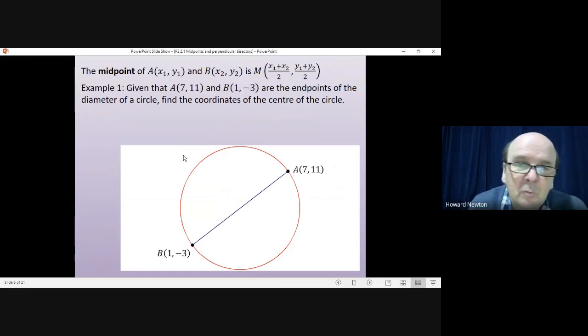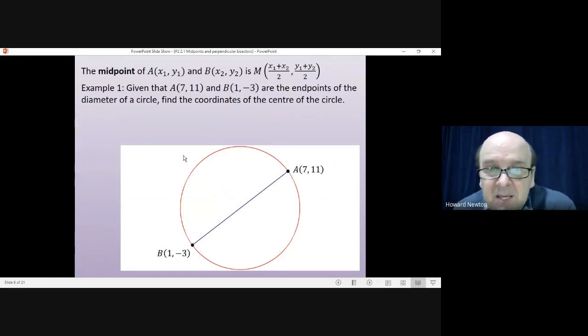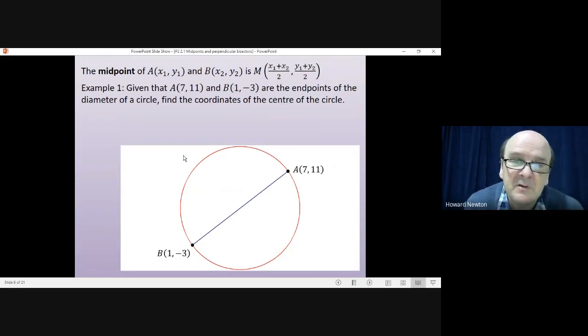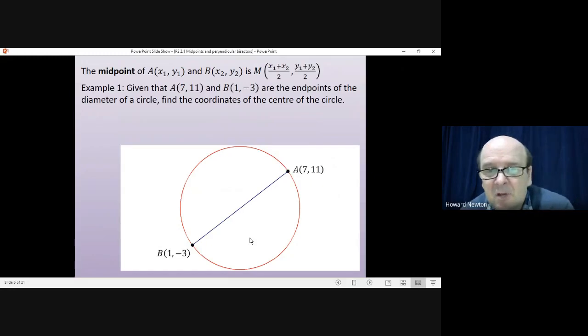Okay, example 1. Given that A, 7, 11, and B, 1, minus 3, are the endpoints of the diameter of a circle, find the coordinates of the center of the circle. Well, the coordinates of the center will be the midpoint of the line AB. So we are just using the formula in the normal way. I'll let you have a go at doing that. So pause the video, have a go, and then come back to me when you're ready.